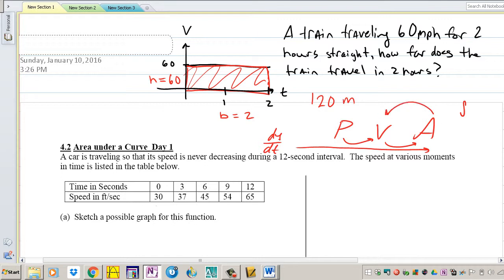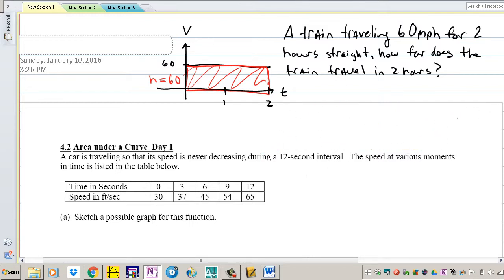Taking the area under acceleration will give you velocity. Taking the area under velocity will give you position. Now you're going backwards. Okay, and that is one of the reasons why we study area under the curve integration. So let's begin with our lesson for today.